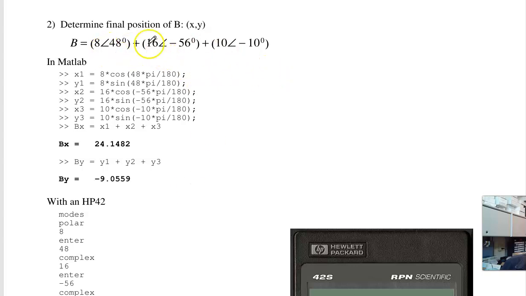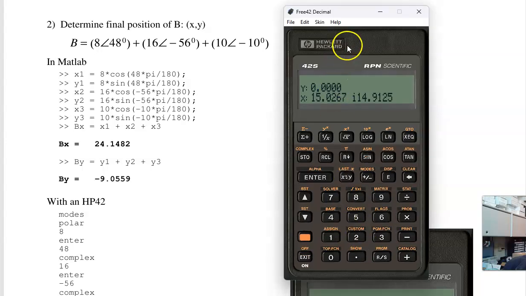Number 2, add these vectors together. In Matlab, I'd find the x and y coordinate for each point, add up the x's, add up the y's. On an HP calculator, I would say, let's go back to polar form. 8, enter 48, complex. 16, enter negative 56, complex. Add those together. 10 at minus 10. Add those together. There's the final spot. In rectangular coordinates, it's 24x minus 9y.